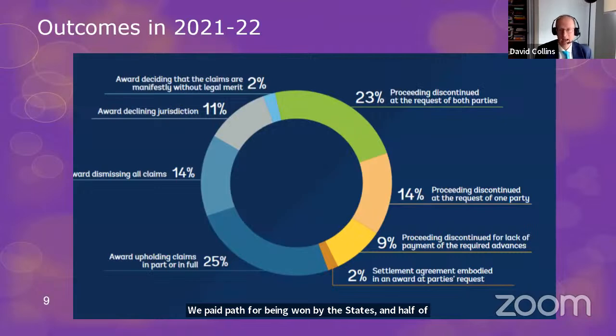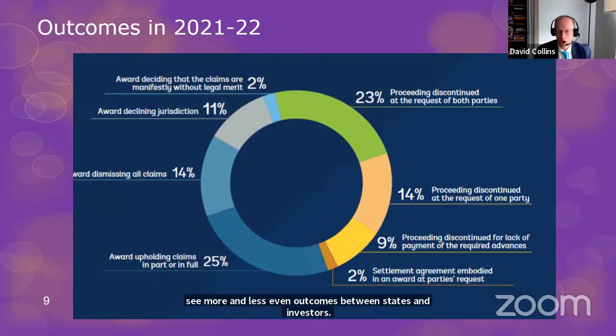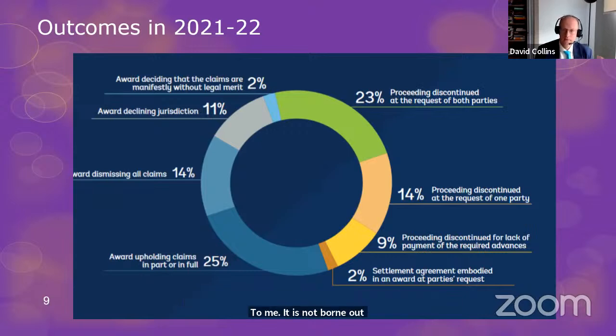I see that as not indicative of a pro-investor bias. I don't see a smoking gun there. I see more or less even outcomes between states and investors. To me, it is not borne out in the data that ICSID is pro-investor. I just don't see that in the data. You may disagree, you may have your own views about that, but I just want to flag that as something I think needs to be said.